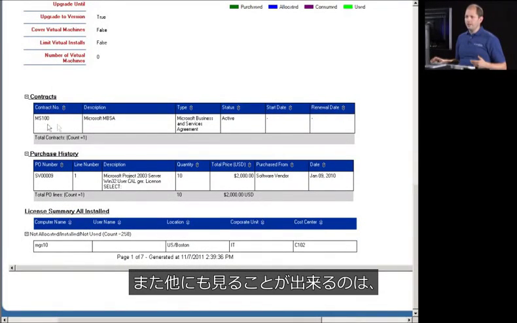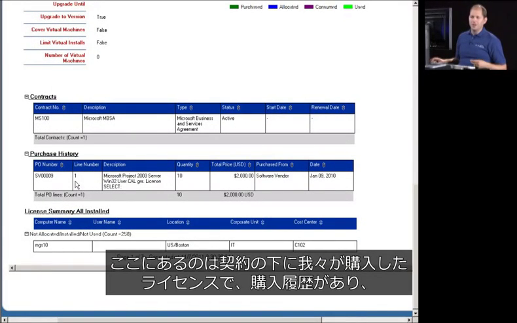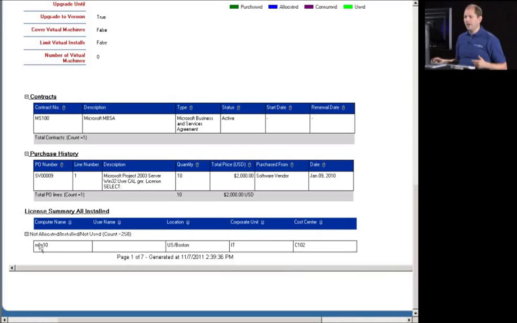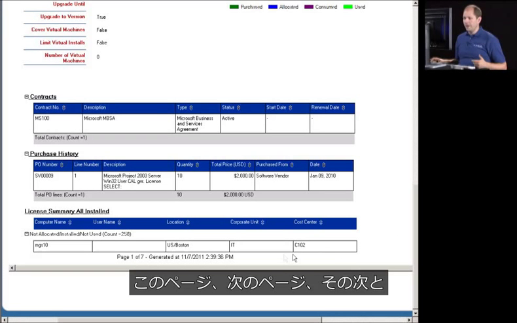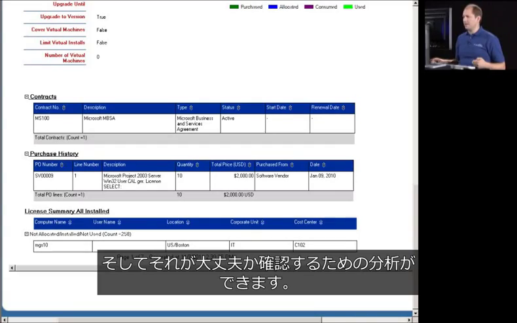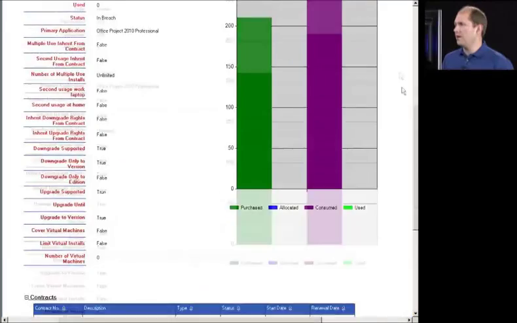You can see also here's the contract that we've bought that license under. We have a purchasing history, so we need to make sure that all of the purchases are represented. And we have a chart on this page and the next and so forth that shows all of the installs. And we could analyze that to make sure that that's fine as well.